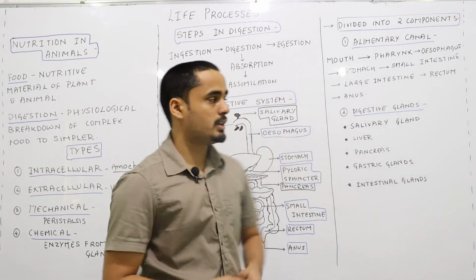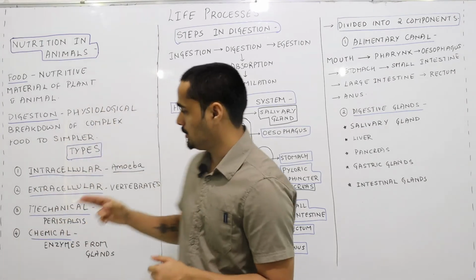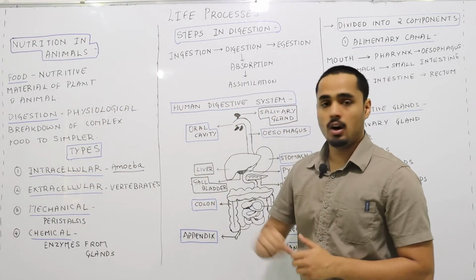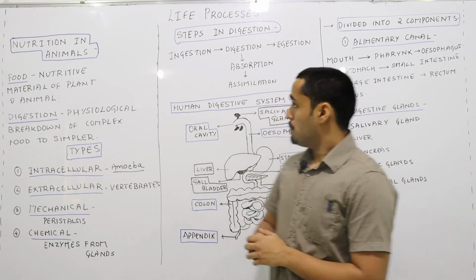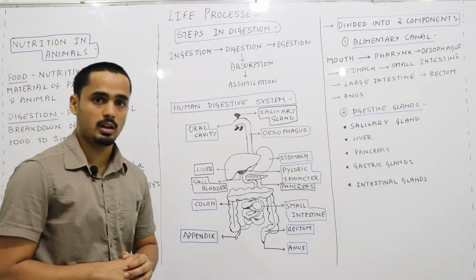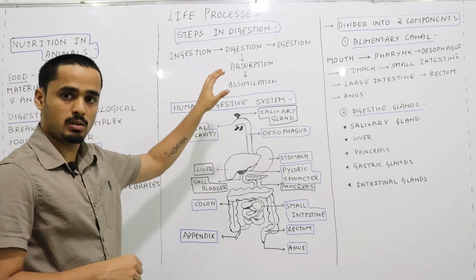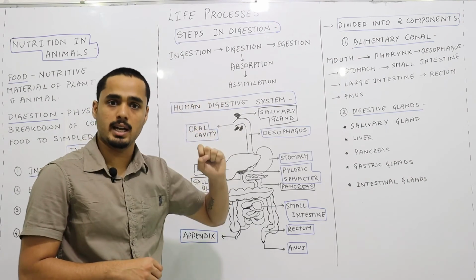Again, more about it we will be studying when we deal with the human digestive system. Now this is how the types of digestion are further classified. Now moving on to steps involved in human digestion. When we talk about the steps involved in digestion, it also includes higher organisms as well.